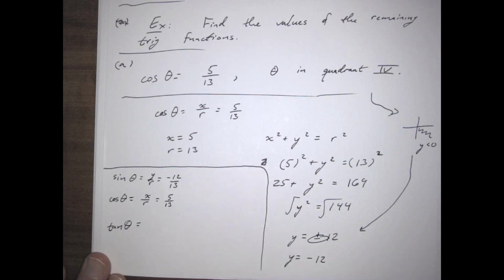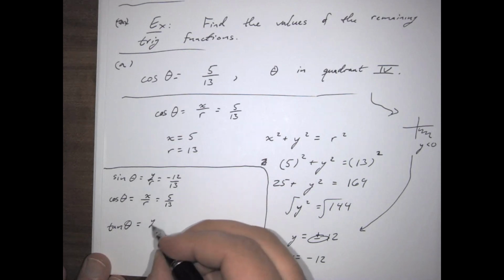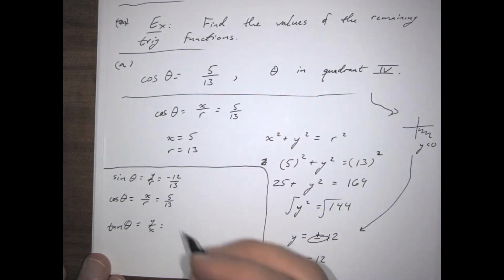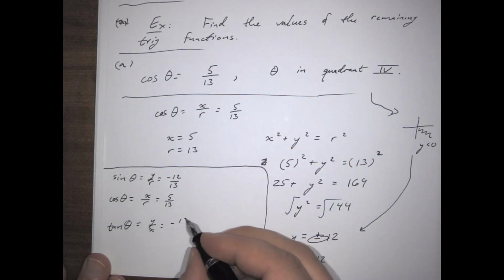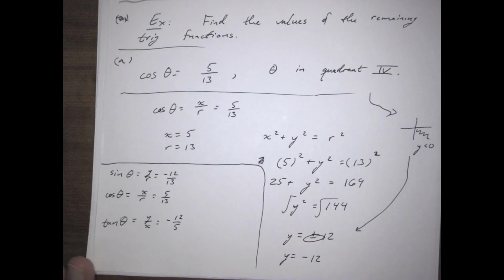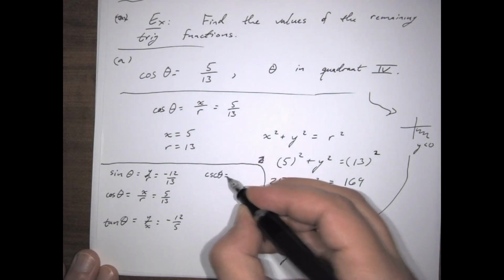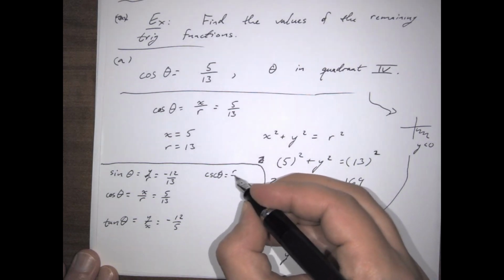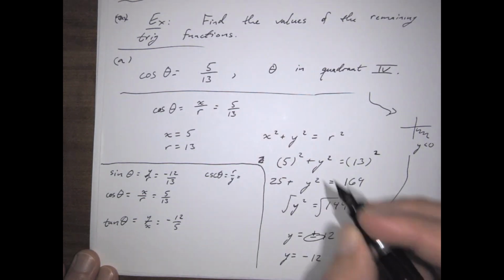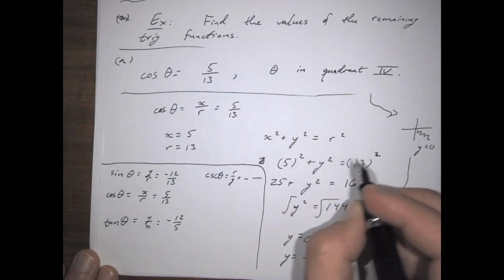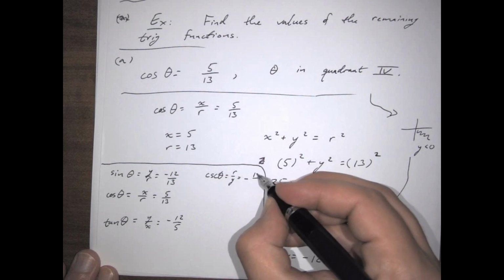All right, tangent of theta. So that's equal to y over x, which in this case would mean negative 12 over 5. And again, when a fraction is negative, you can write that out front, and that would be the most common way of doing it. Cosecant theta is equal to r over y, which would be 13 over negative 12, which again, most commonly, we would write the negative out front.